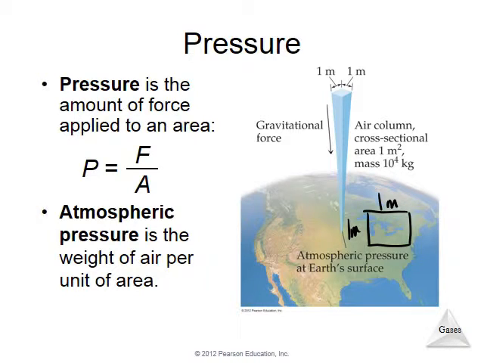Okay? There's a lot of air there, believe it or not. That's a pretty big mass, and so the force that it applies to the surface of the Earth because of gravity is a really large force. Okay? So when we talk about atmospheric pressure or barometric pressure, we're talking about the pressure of the air pressing on the surface of the Earth.